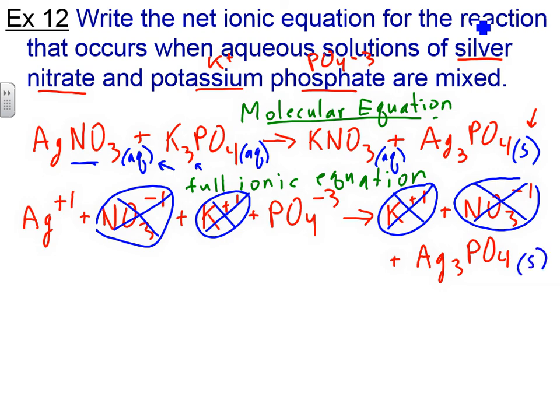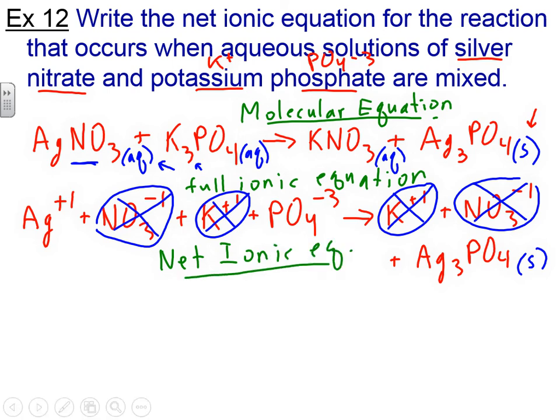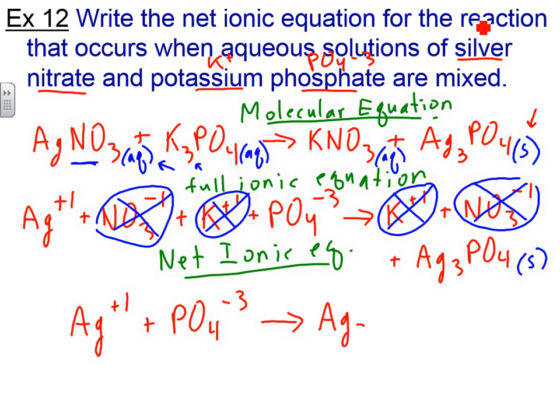And for the net ionic equation, it's the one we want to get to. You simply bring down silver with a +1. You bring down phosphate with a -3, and you bring down silver phosphate, Ag3PO4. Really, what we didn't cancel out, we just bring down and write out. Now, in this case, we do want to insert state symbols. I'll put aqueous here, and I'll put a solid down here.